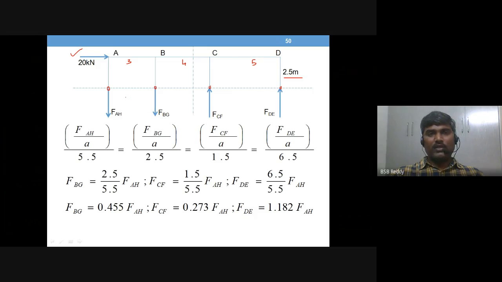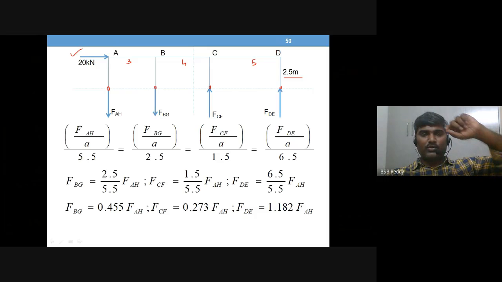Now what? Wherever you have removed the contact by cutting the columns, there you need to show the reactions, right? So how many reactions will be there? Actually speaking, 3, because you cut the columns. So actually 3 reactions should be there. But you have cut at exactly the middle, where bending moment is 0, so there will be horizontal force and vertical force. Okay, but we don't want horizontal reactions. We want only vertical reactions.